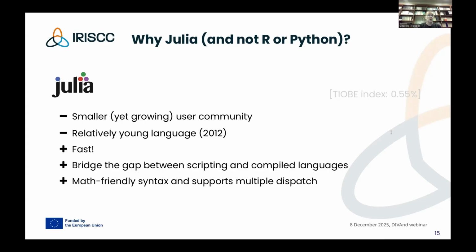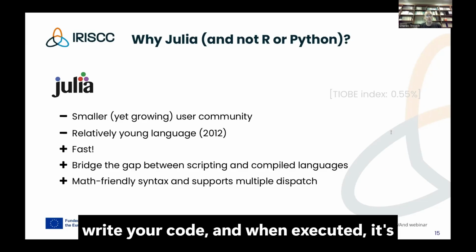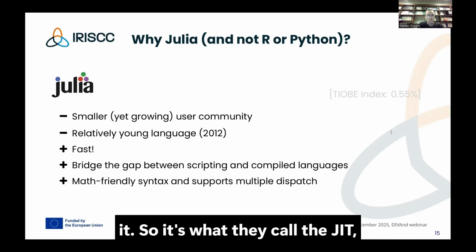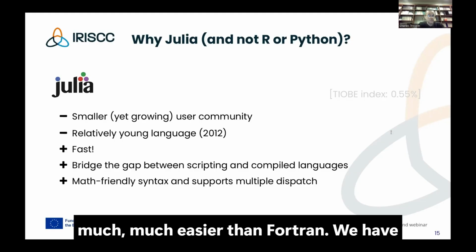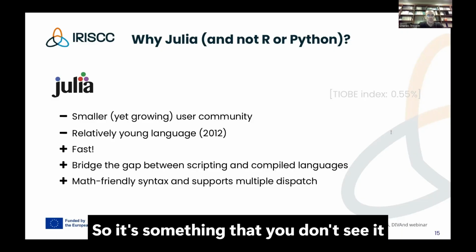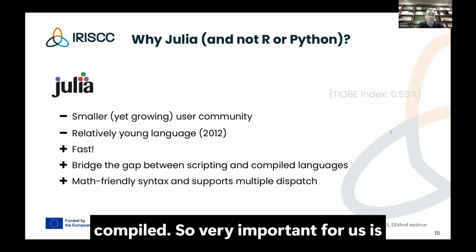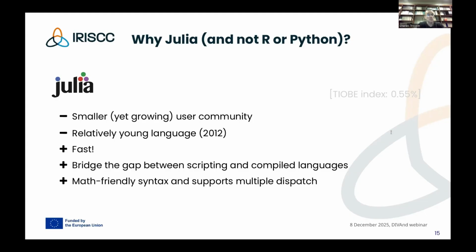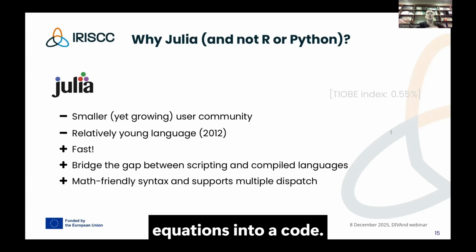What does it mean? That Julia, in fact, is a compiled language, but you don't see the compilation. You write your code, and when you execute it, it's compiled in the background. You don't see it. So it's what they call the JIT, just-in-time compilation. And it's much easier than Fortran, where we have to put the compilation options, etc. So it's something that you don't see when you code, but in fact, the code is compiled. Also, very important for us is that the syntax of Julia is math friendly. You have a lot of maths, so we need to be able to transpose these equations into code.